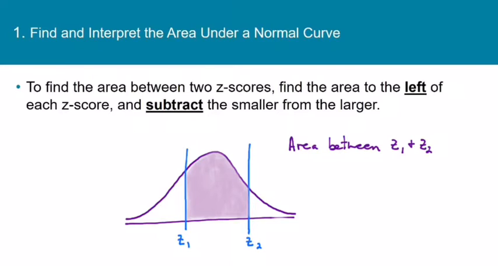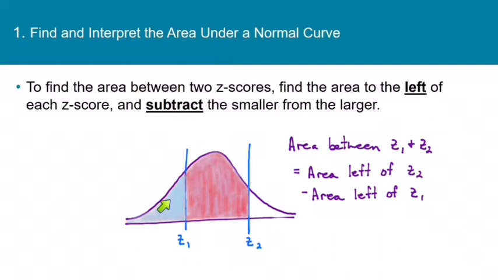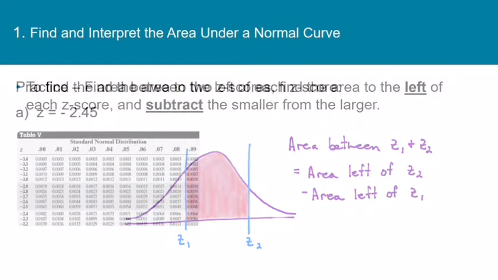So the way to find the area between z1 and z2 is to find the area to the left of z2, because that will be the larger area, and then we will subtract from that the area to the left of z1, and then all that will be left over is the area between them. So find the area to the left of z2 and then subtract the area to the left of z1.